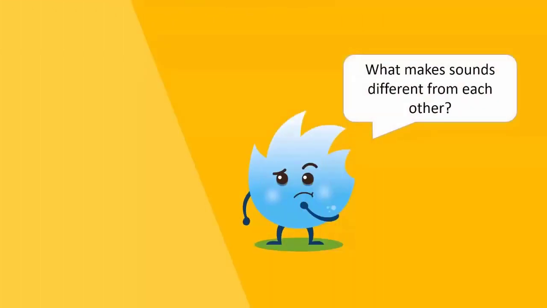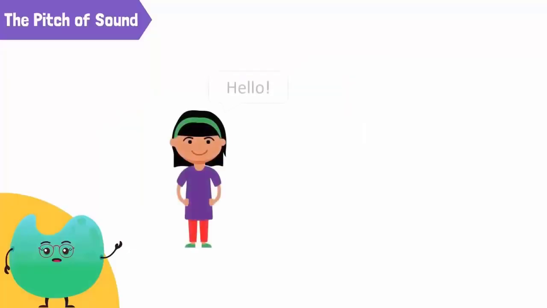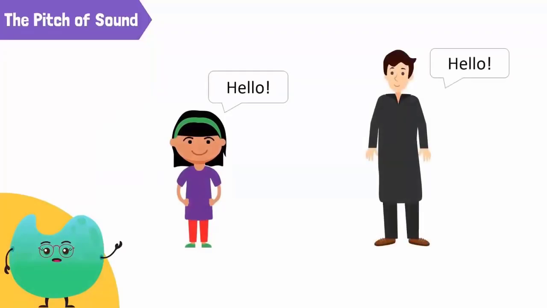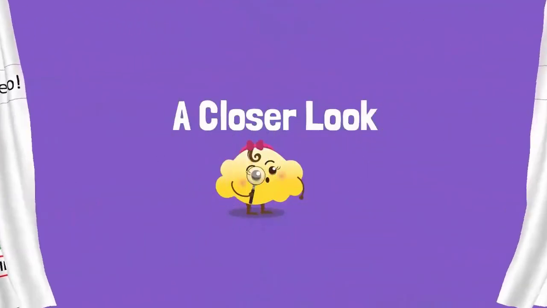We can identify sounds according to how they differ. Sounds can differ in pitch and loudness. Let's look at both terms one by one. The pitch of sound tells us how shrill or deep it is. It's like, hello. Hello. Observe that the girl's voice is shrill and the boy's voice is deep. Let's take a closer look.